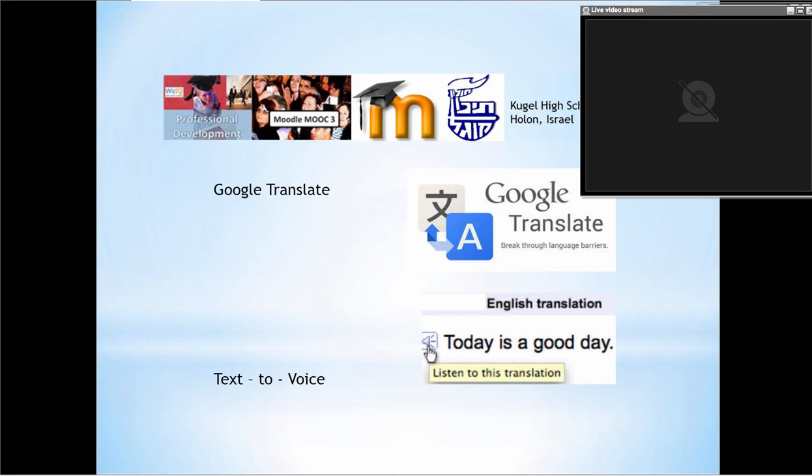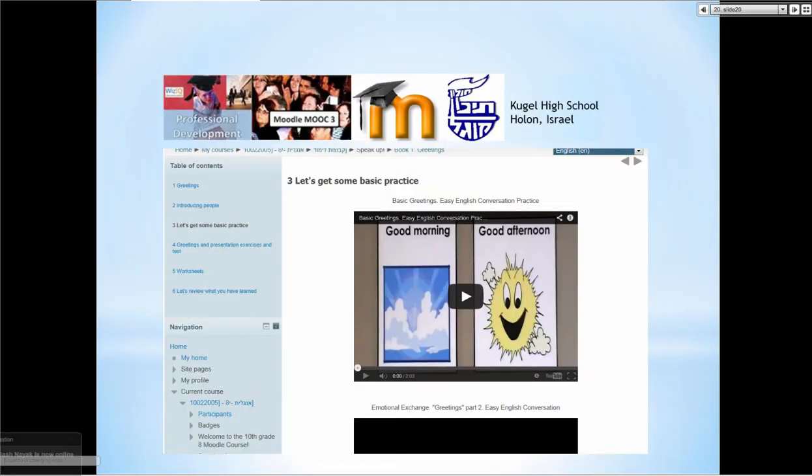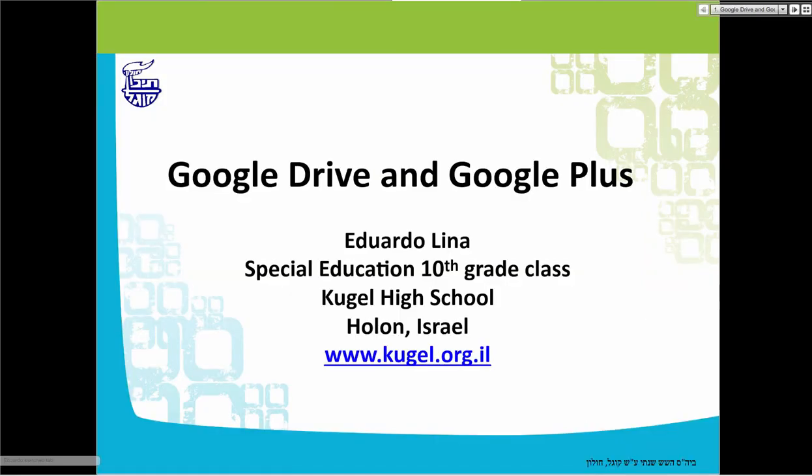I started with very, very easy things related to what we study, also with the traditional book. At the very beginning, I wrote some sentences and I asked kids to look for photographs, picture images that matched the sentences. That was easy for some, that was difficult for others. My point was to start getting kids to use technology, to use Google.